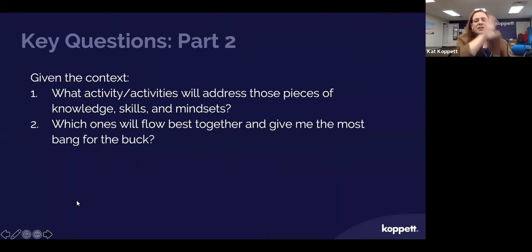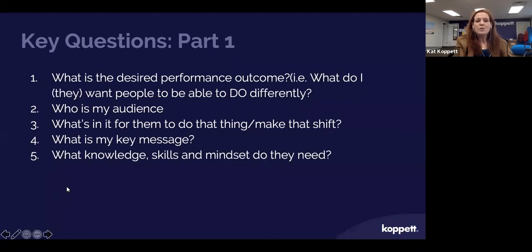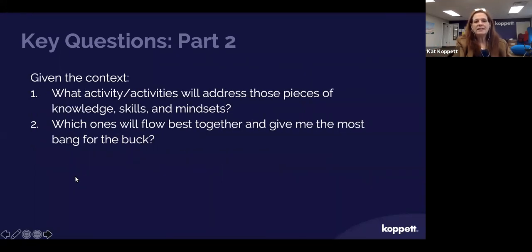So once you have answers to all those questions, then it comes time to say, okay, now what am I going to build? Given question number 5, which is what knowledge, skills, and mindsets do people need, what am I going to build? Then you can ask, what activities are going to address those knowledge, skills, and mindsets? Which ones are going to flow best together? What's going to be the structure of the pieces? So let's talk a little bit about that.